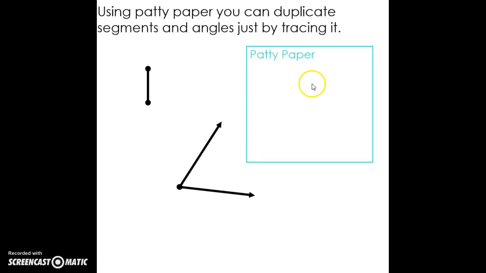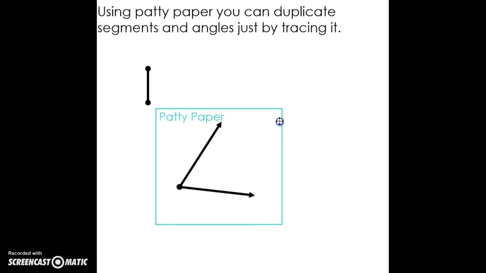And patty paper is another way to do a construction. It's basically like wax paper. And to get something duplicated, you would just set it over and you would take your straight edge and you would trace it exactly. And it would be identical on top of your patty paper. And these will be the problems that we practice for this lesson.